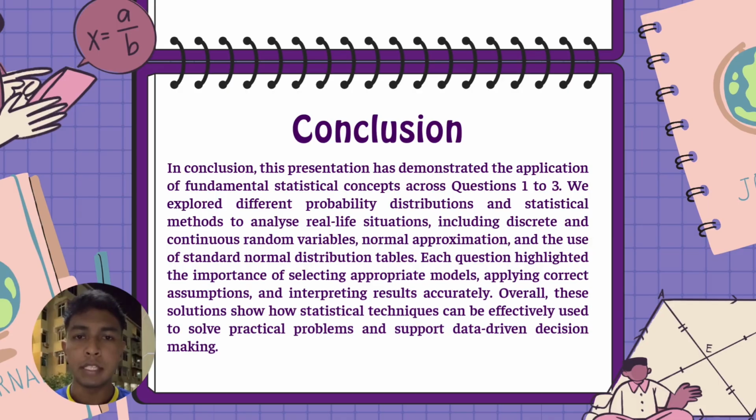In conclusion, this presentation has demonstrated the applications of fundamental statistical concepts across questions 1 to 3. We explored different probability distributions and statistical methods to analyze real-life situations, including discrete and continuous random variables, normal approximation, and the use of standard normal distribution tables. Each question highlights the importance of selecting appropriate models, applying correct assumptions, and interpreting results accurately. Overall, these solutions show how statistical techniques can be effectively used to solve practical problems and support data-driven decision-making.